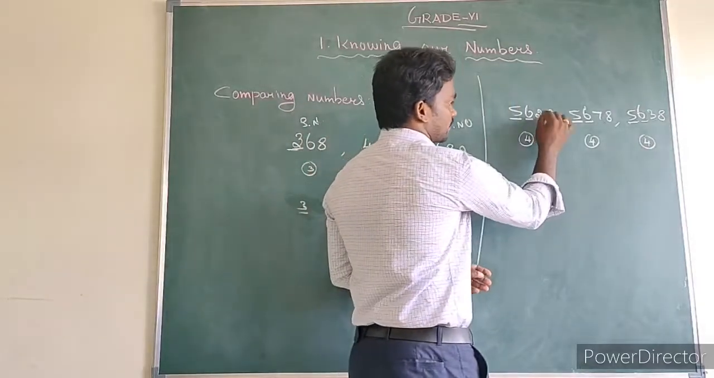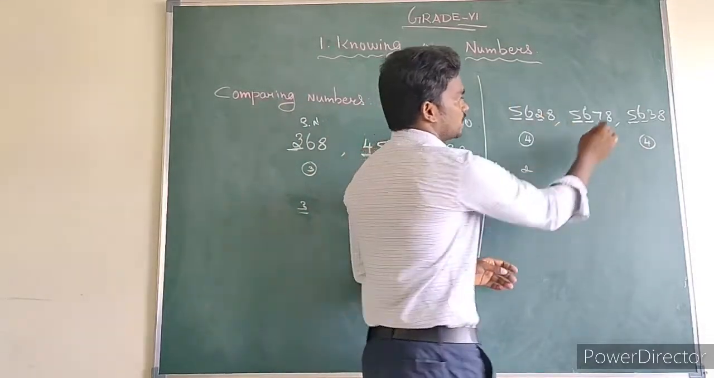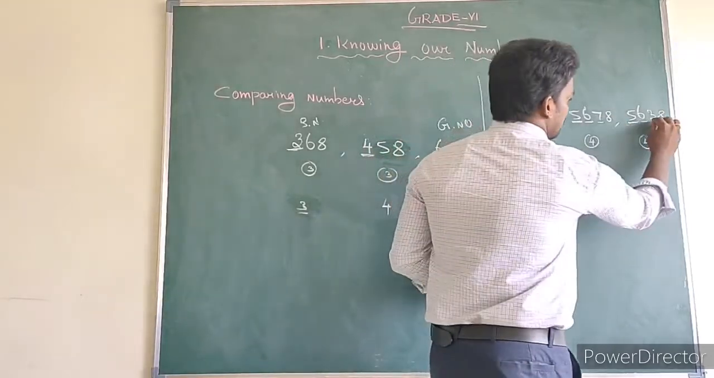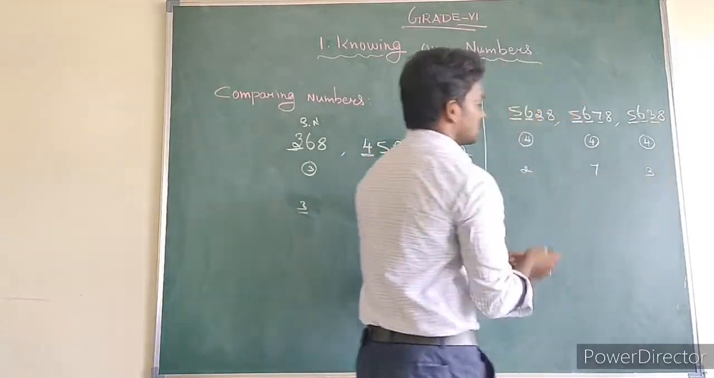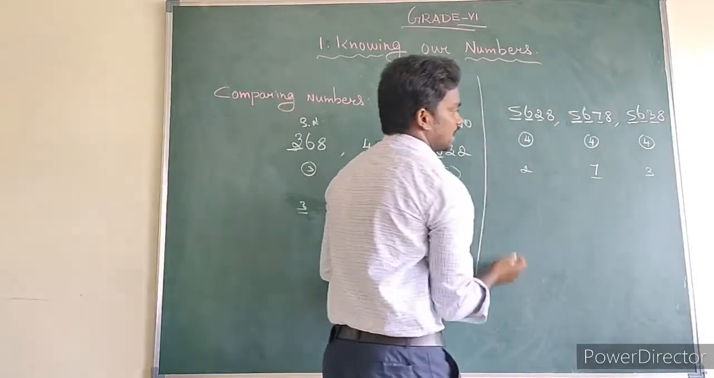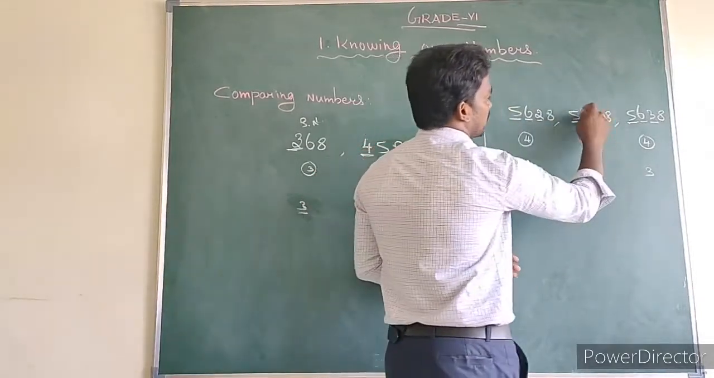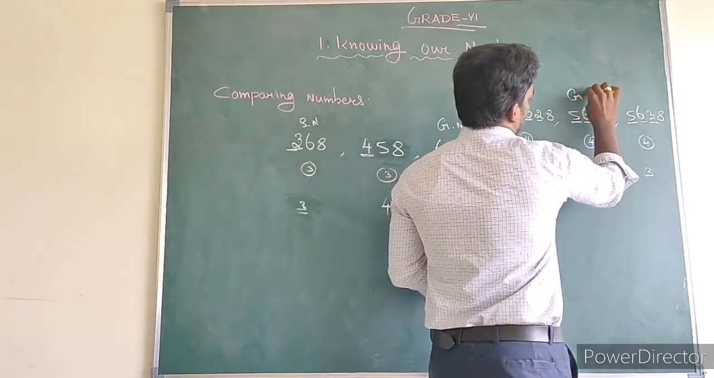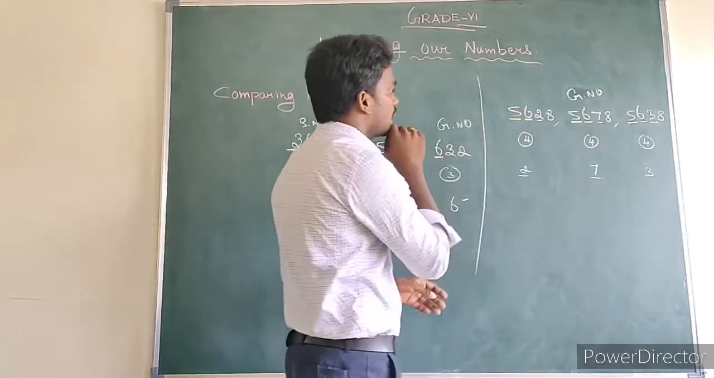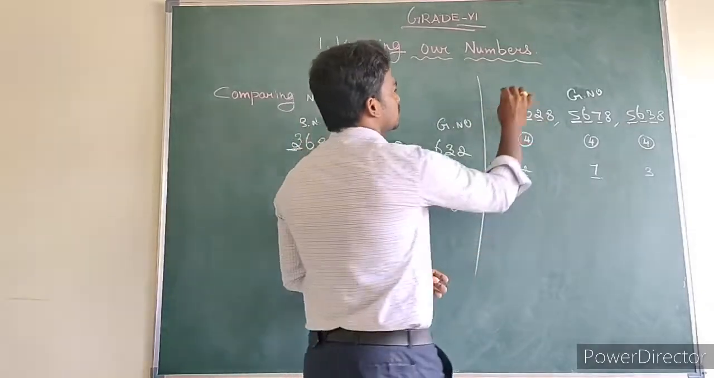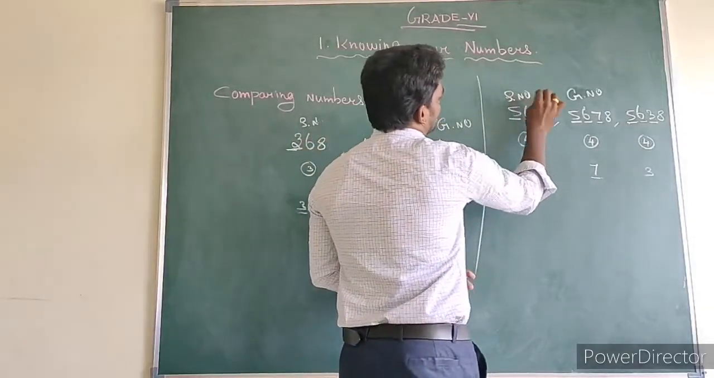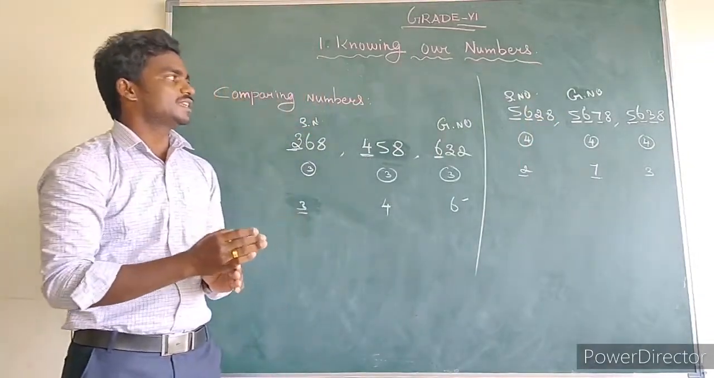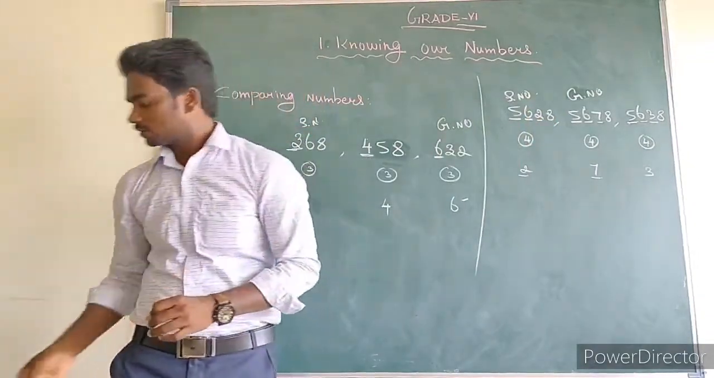What is the tens place for the first number? 2. For the second number? 7. For the third number? 3. So which is greater? 7 is greater and 2 is smaller. So 5678 is the greater number, and 5628 is the smaller number. This is the method for comparing which is the greater number and which is the smaller one.